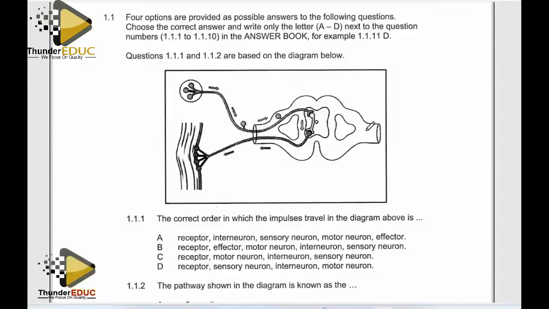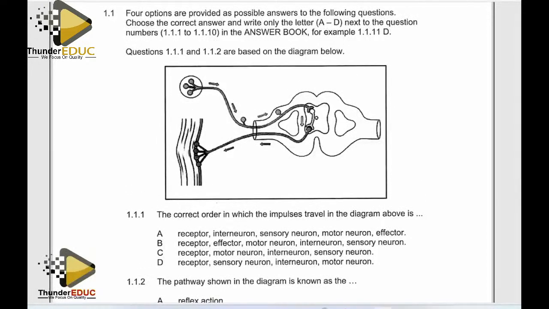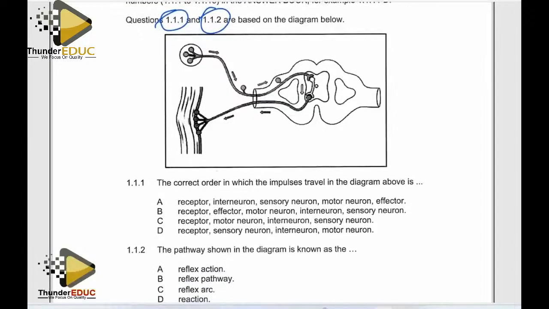Without wasting time, this question is based on the diagram below. If you look at that diagram, it is a reflex arc. They're saying that the correct order in which the impulse travels in the diagram above starts from the receptor to the sensory neuron, the interneuron or relay neuron or connector neuron, to the motor neuron. So we have to look for that path. So basically the answer becomes D.